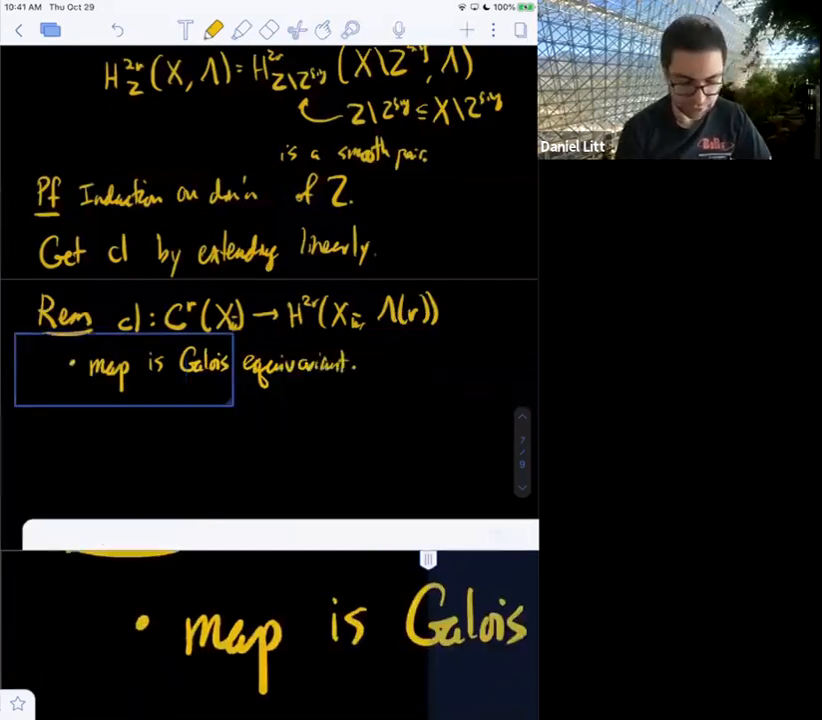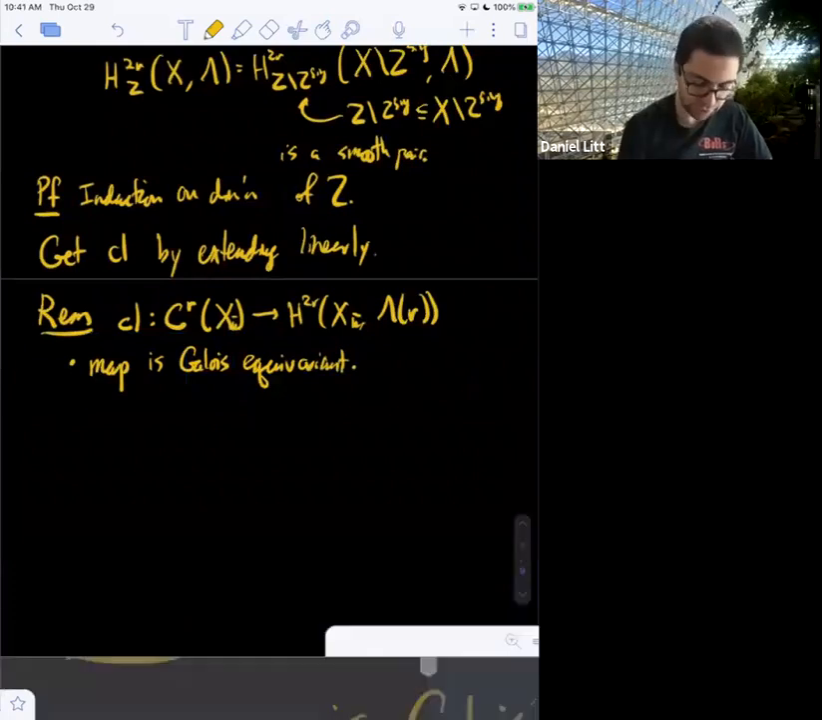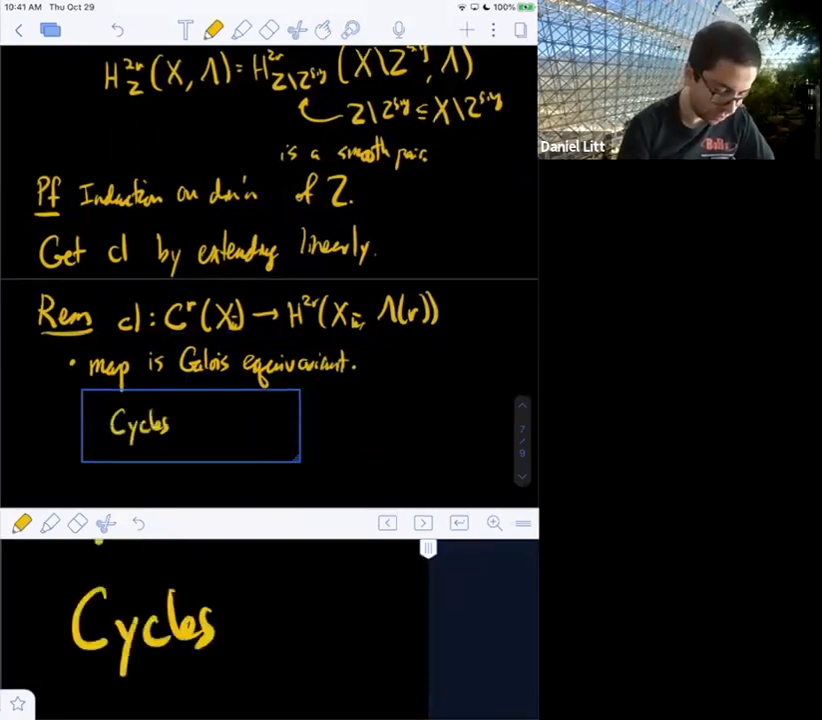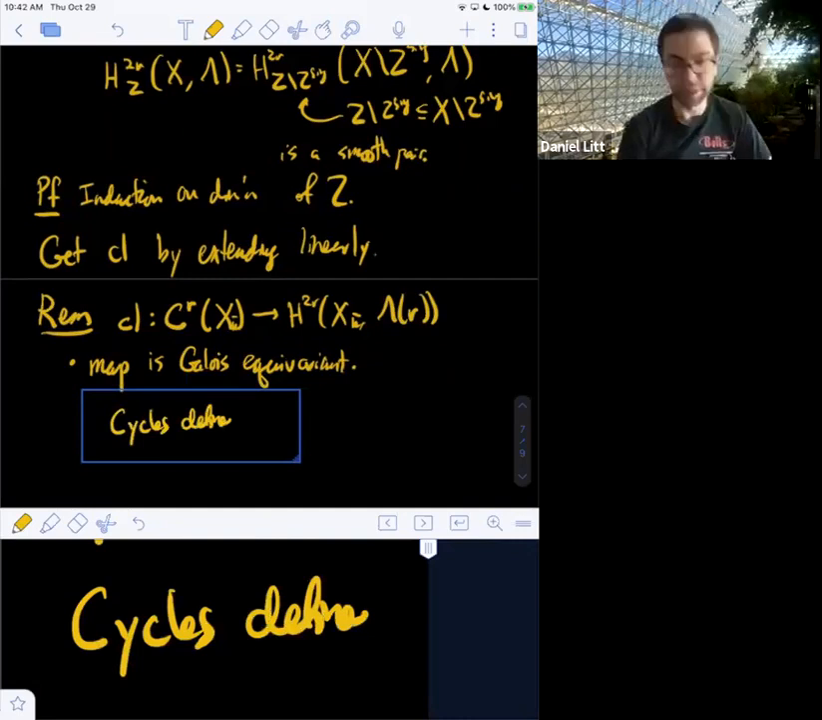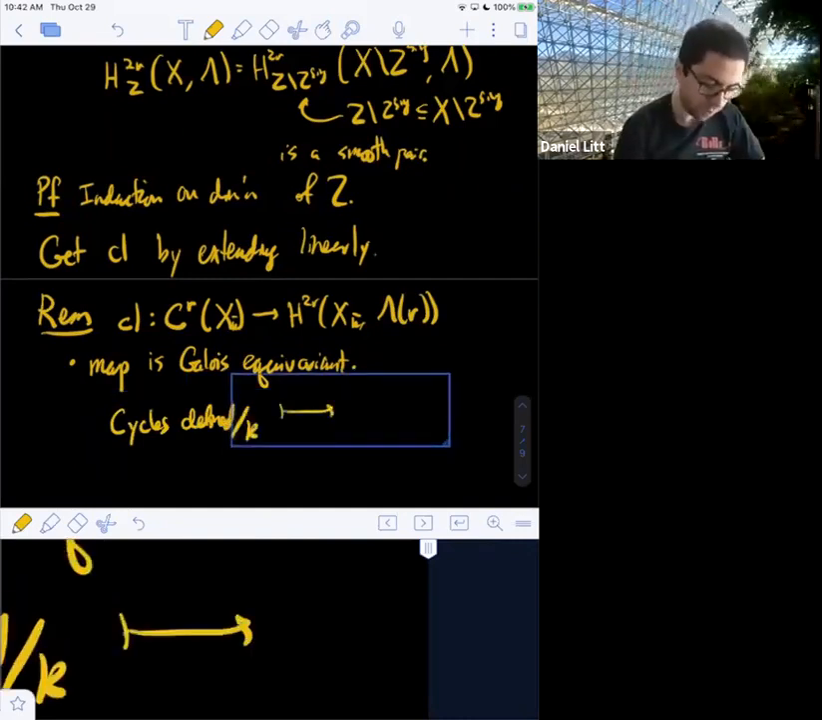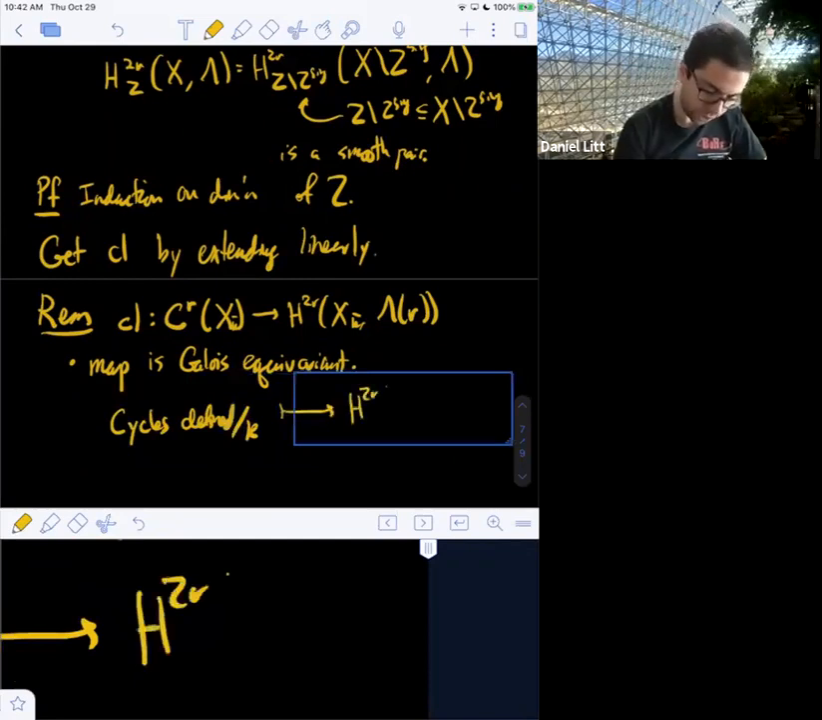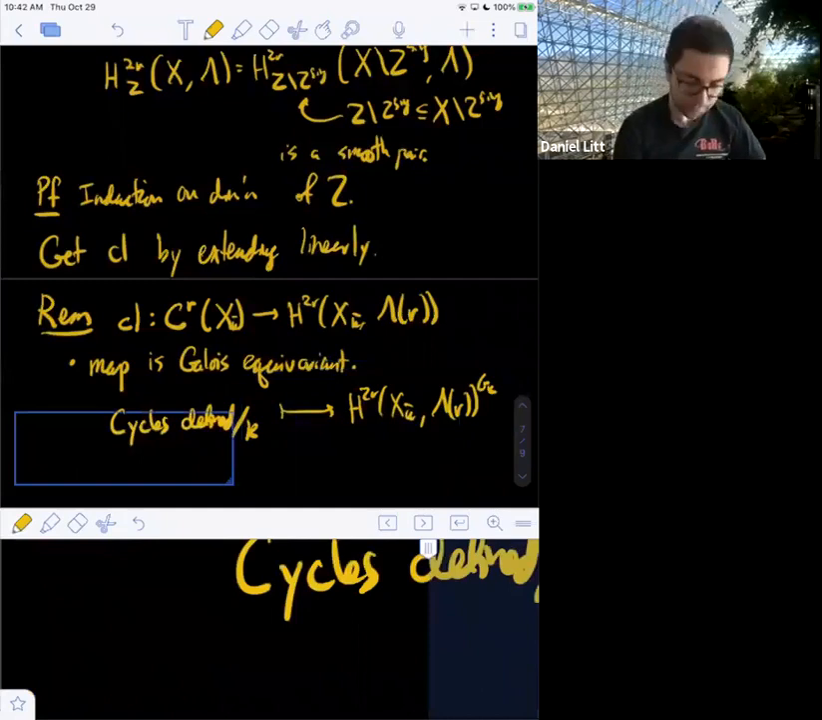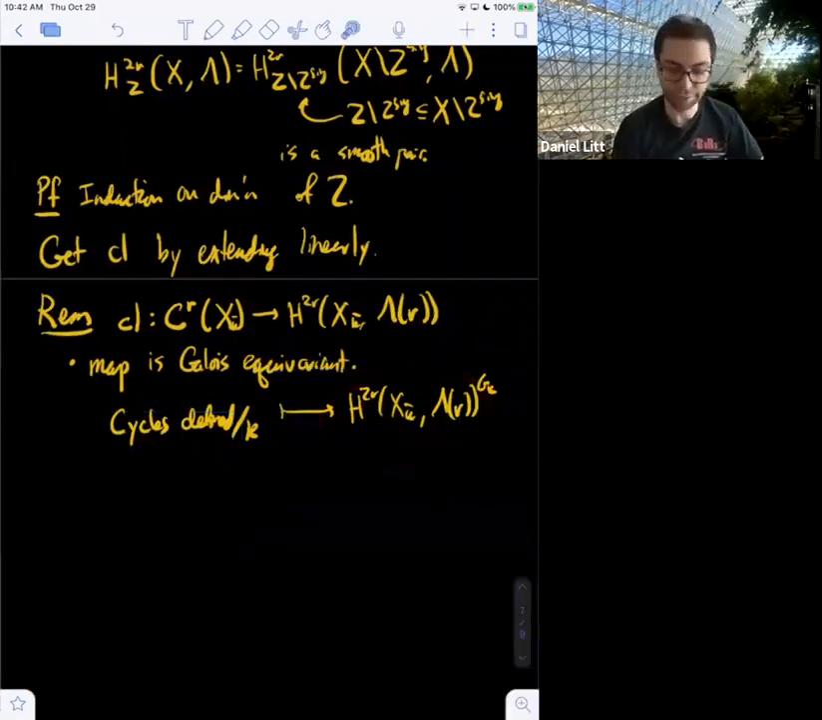Right, so what does that tell us? What that tells us is that if we have a cycle over K, meaning the defining equations, for example, have coefficients in K, this maps into H2R of X_K bar and then the Galois invariance. Just because if you're defined over K, you're Galois fixed here, so you better be Galois fixed here.